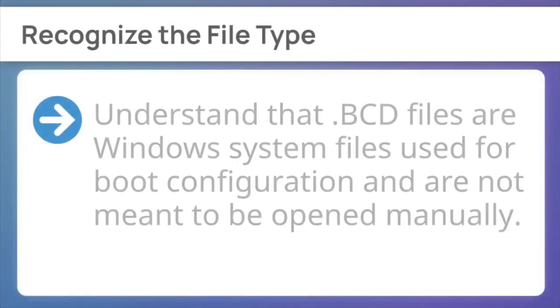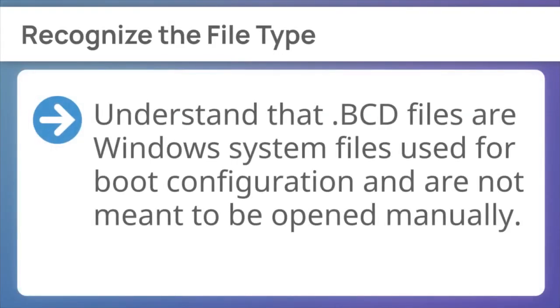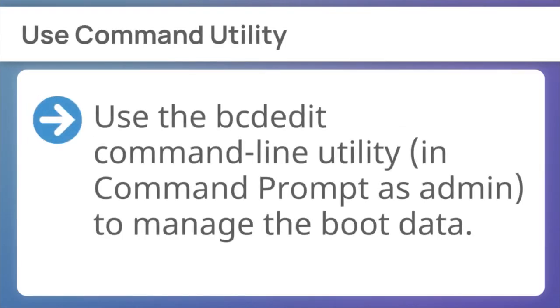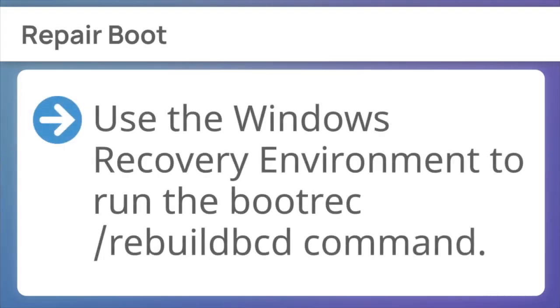First, recognize the file type. Understand that .bcd files are Windows system files used for boot configuration and are not meant to be opened manually. Next, use command utility. Use the BCDedit command line utility in command prompt as admin to manage the boot data. Finally, repair boot. Use the Windows recovery environment to run the bootrec rebuild BCD command.